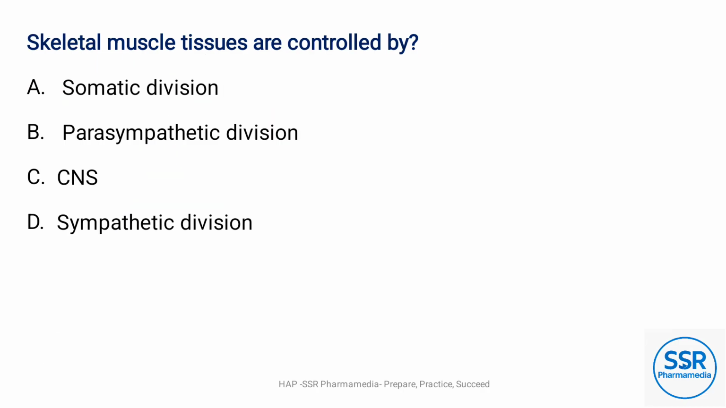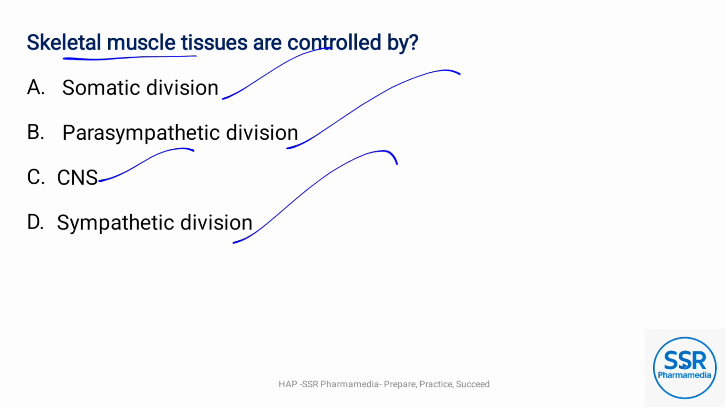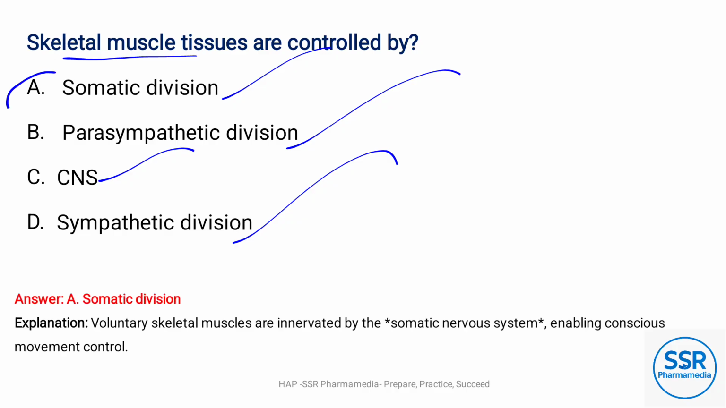Next, the skeletal muscle tissues are controlled by: option A, somatic division; option B, parasympathetic division; option C, CNS; option D, sympathetic division. So the answer is option A, somatic division. Voluntary skeletal muscles are innervated by the somatic nervous system, enabling conscious movement control.